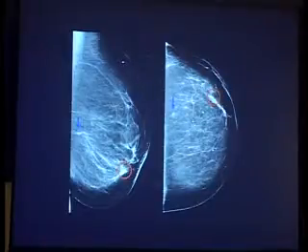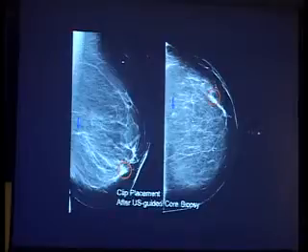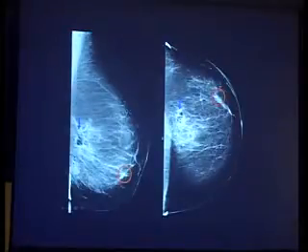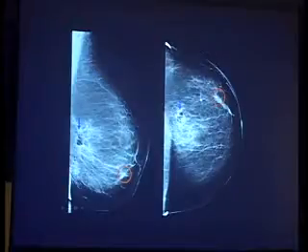Again, I don't really see a mammographic lesion myself. And this here, we then biopsied. How did we biopsy this one? We don't have a correlate here. We did it under stereo, okay?